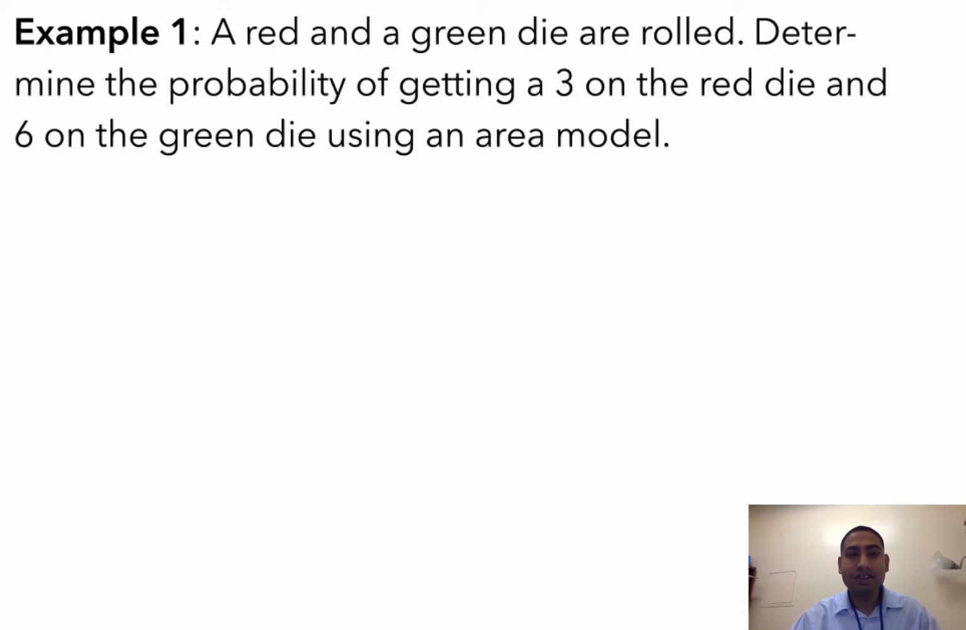So let's take a look at this first one. We have a red and a green die that are rolled, and we'd like to determine the probability of getting a 3 on the red die and a 6 on the green die using an area model. To start finding probabilities using an area model, we'll start by drawing a rectangle or a square. It doesn't really matter. So I'm going to draw a square here.